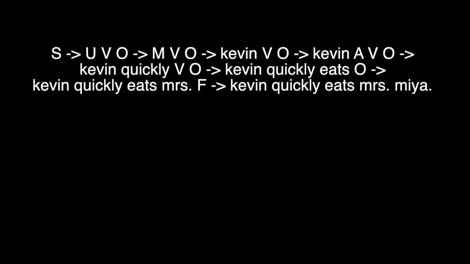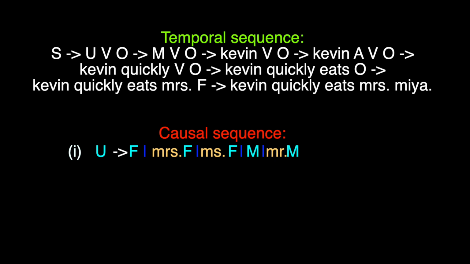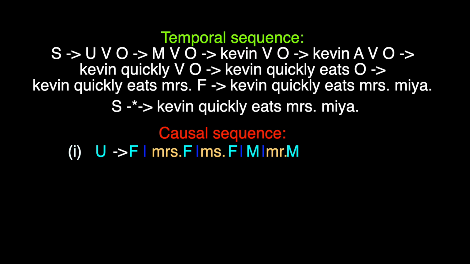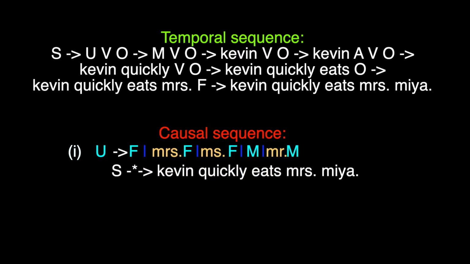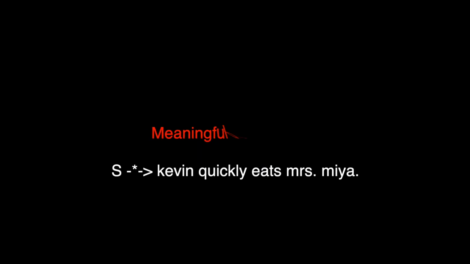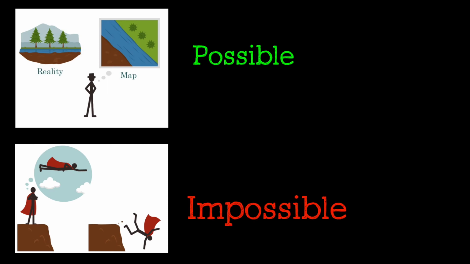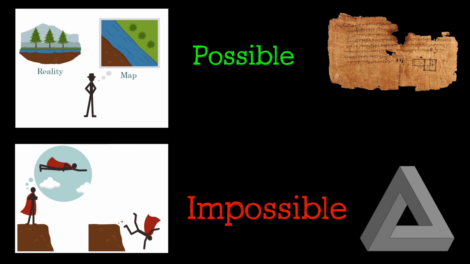We call a derivation of a sequence a temporal sequence, whereas rewriting rules are causal sequences. Through repetition, we get better at creating temporal sequences, and these temporal sequences become effortless, causal shortcuts. S can be quickly turned into Kevin quickly eats Miss Mia. This is a meaningful sentence, but not a true sentence. Ideally, we want a set of rules that can only create possible constructions, just like the rules in Euclid's Elements can only create possible constructions.